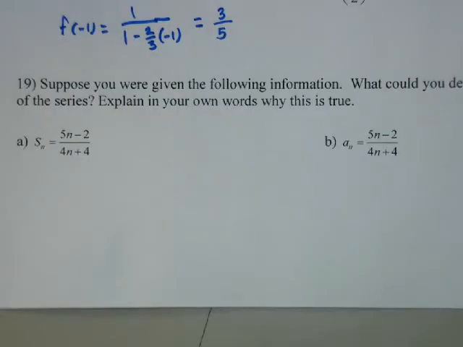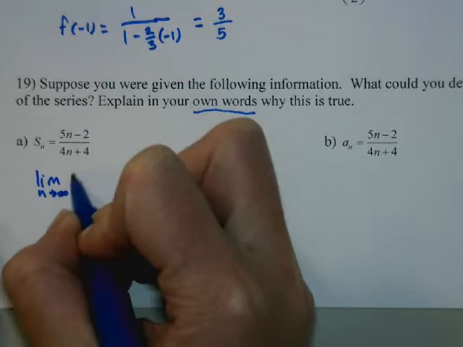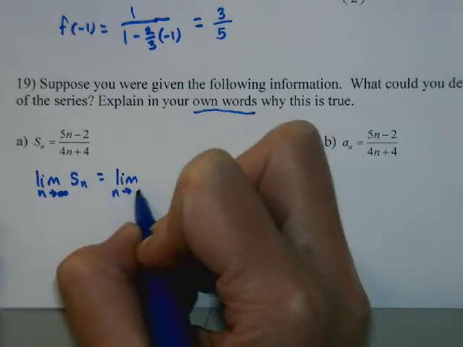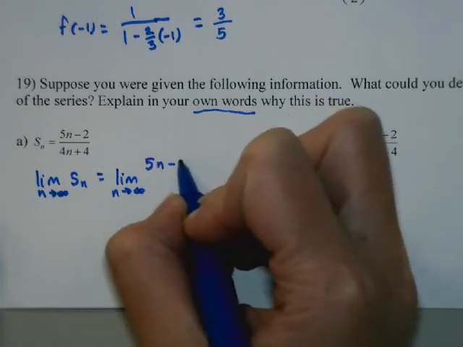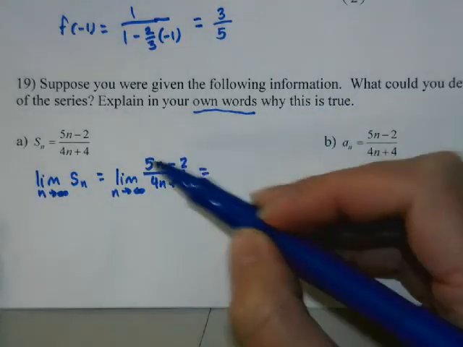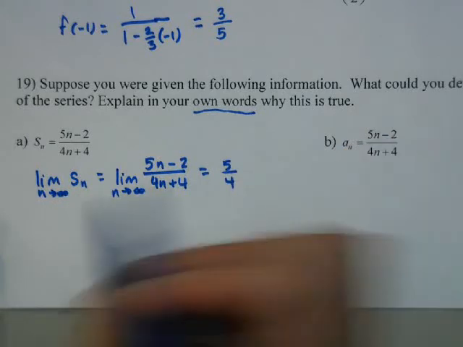Okay, so the next question, suppose you were given the following information. What could you determine about the divergence of the series? And explain in your own words why this is true. Well, if I look at the limit as n goes to infinity of Sn, this limit, as we go to infinity, has the same degree, so it's going to be 5/4.